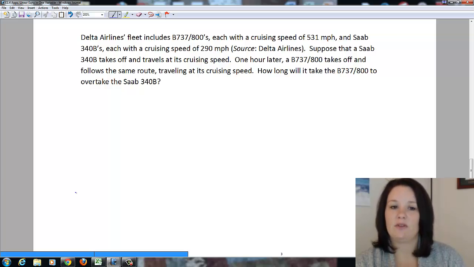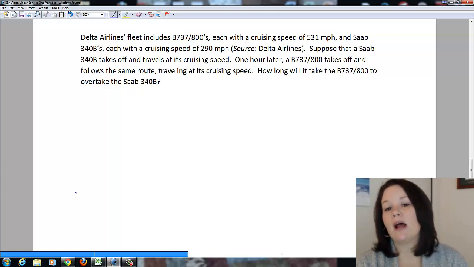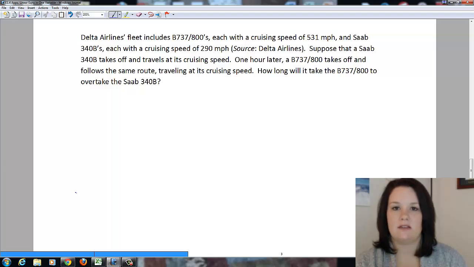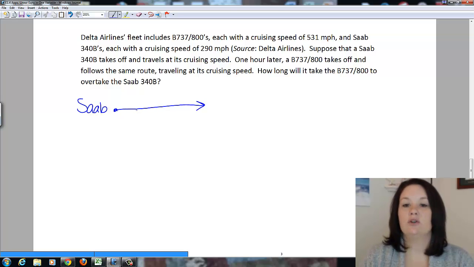Suppose that a Saab 340 takes off and travels at its cruising speed. 1 hour later, a B737-800 takes off and follows the same route, traveling at its cruising speed. How long will it take the B737-800 to overtake the Saab 340B? So I'm going to draw a picture. Basically, we have this little Saab plane, right? And it's starting here and it's taking off. And it's traveling at its cruising speed of 290 miles per hour.